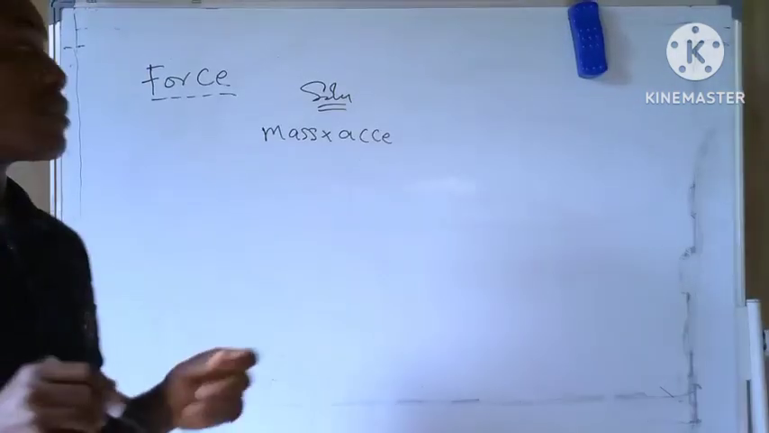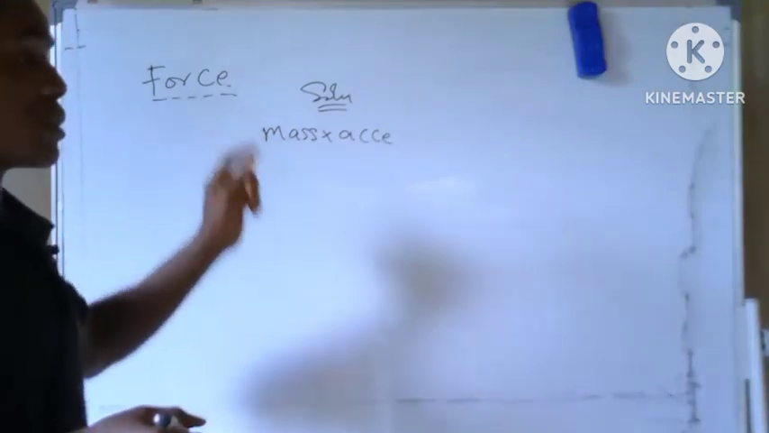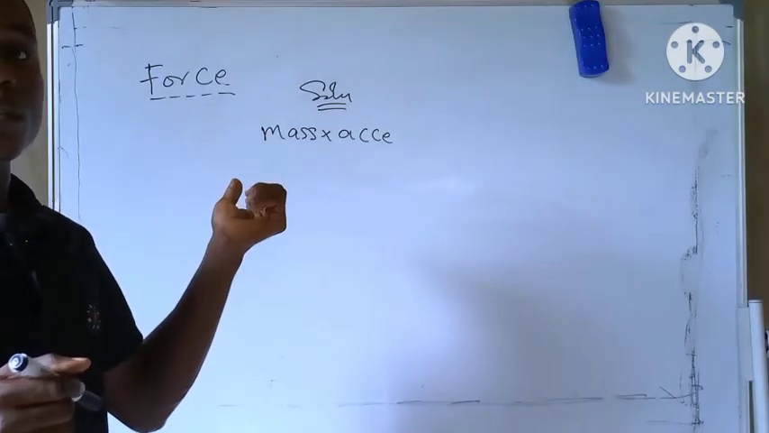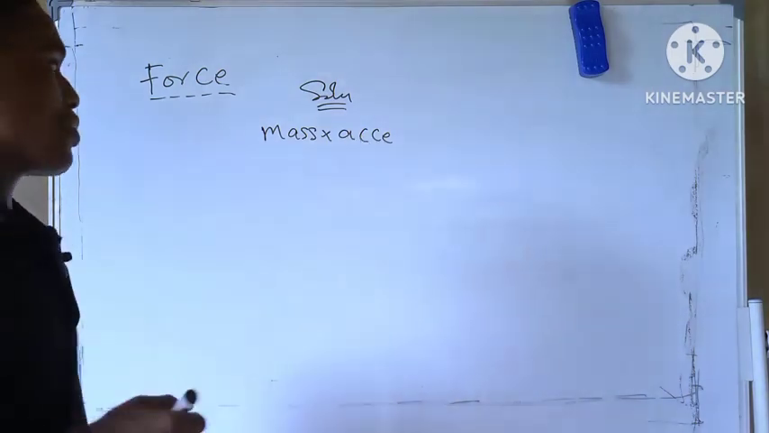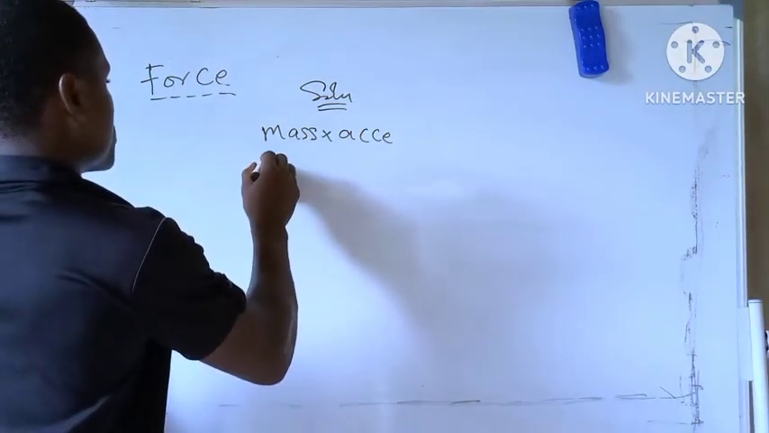Anytime you are asked to calculate the dimension of any physical quantity, once you are given that physical quantity, the first thing you need to know is the formula of that quantity. Are you getting it? So the formula of force is what? Mass times acceleration. So let's continue. The symbol of mass is what? Is m.